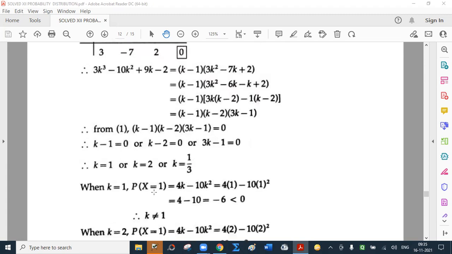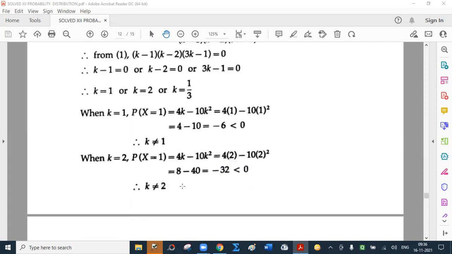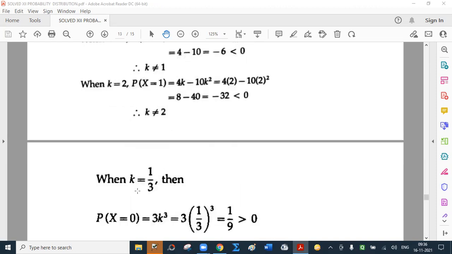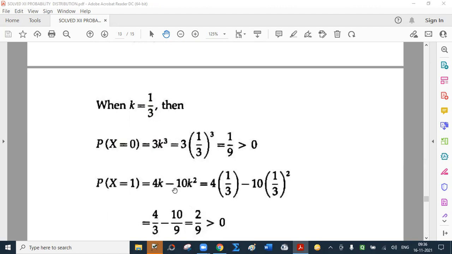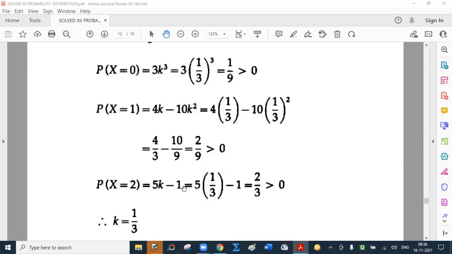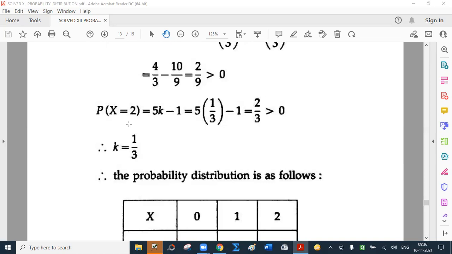But if k is 1, p of x equal to 1 comes out to be negative, which is absurd. So, k cannot be 1. If you take k equal to 2, again p of x equal to 1 comes out to be negative. So, we have to discard this value also. Now, you will notice that for k equal to 1 upon 3, all the probabilities lie within a possible range. So, for k equal to 1 upon 3, p of x equal to 0 is 1 upon 9, p of x equal to 1 is 2 upon 9, and p of x equal to 2 is 2 upon 3.